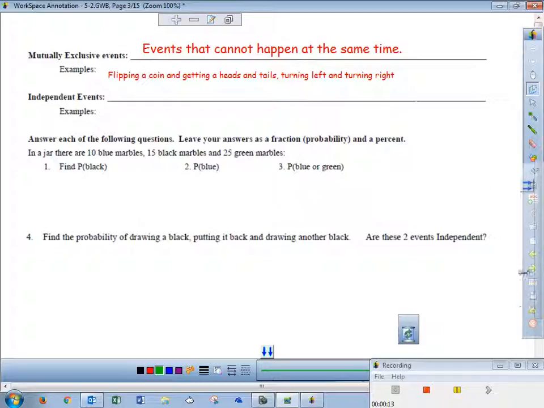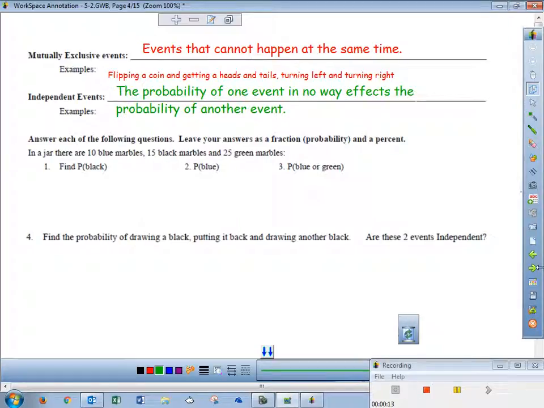Kind of similar but yet different to independent events. Independent events means the probability of one event happening in no way affects the probability of the other event. So the probabilities do not affect each other. And you can always pause the video if I'm going a little too fast for you here, but independent events, the probability of one event in no way affects the probability of another event.